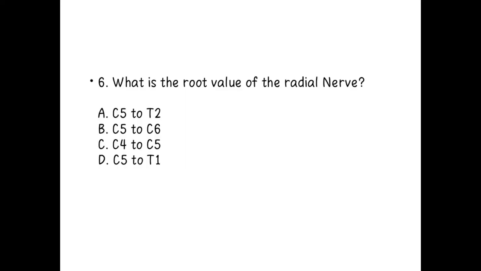So next question, what is the root value of your radial nerve? A, C5 to T2. B, C5 to C6. C, C4 to C5. D, C5 to T1. Mind you, the C means cervical, while the T means thoracic. They are root nerves. So the right answer to this question is D, C5 to T1.